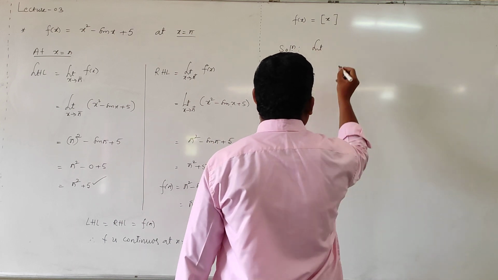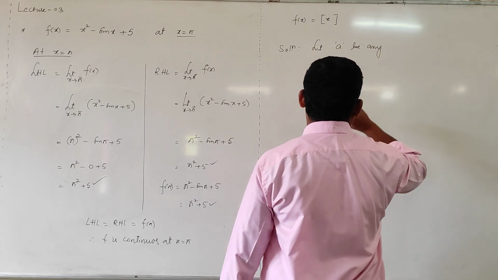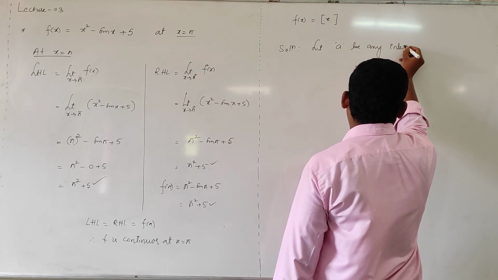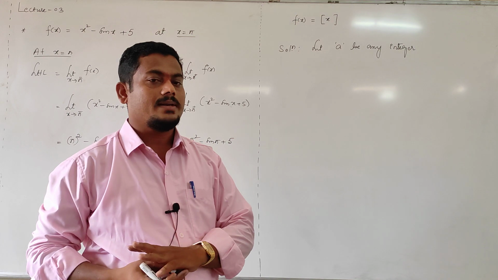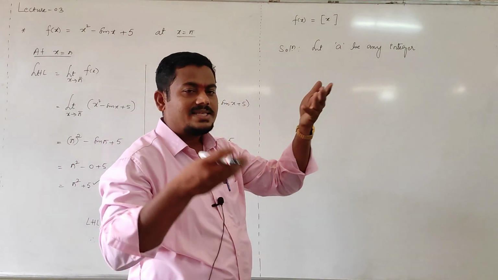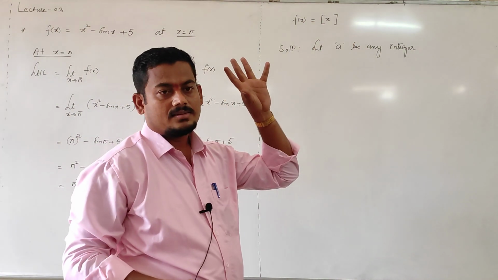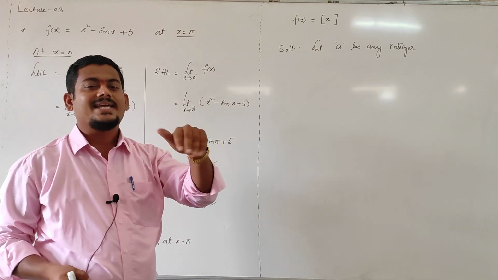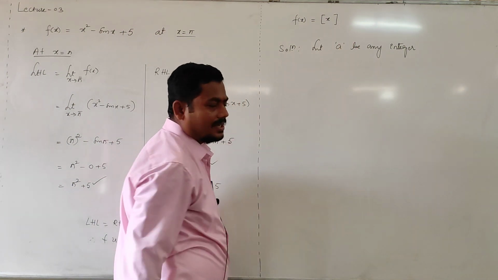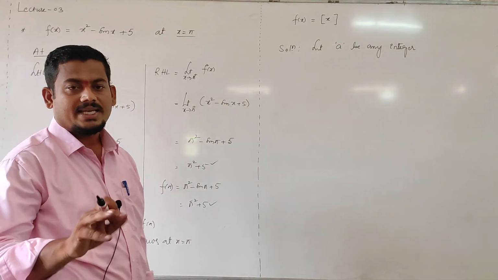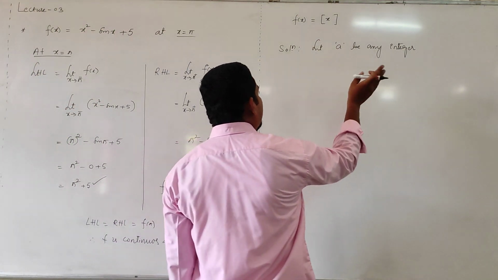Let small a be any integer. The particular point is not given, right? Not given means we can select any one of the integers. So in general I will take an integer a; otherwise you can select any alphabet, C or B, for the integer. First define what that integer is. Let a be any integer.